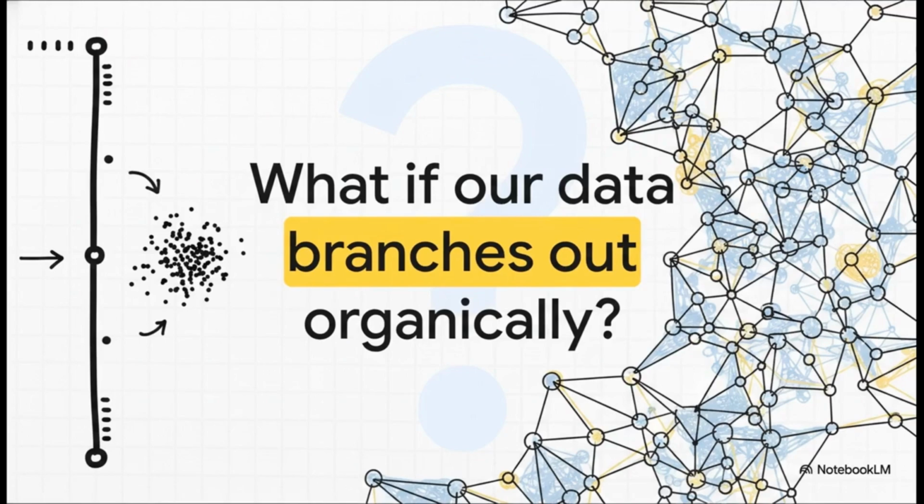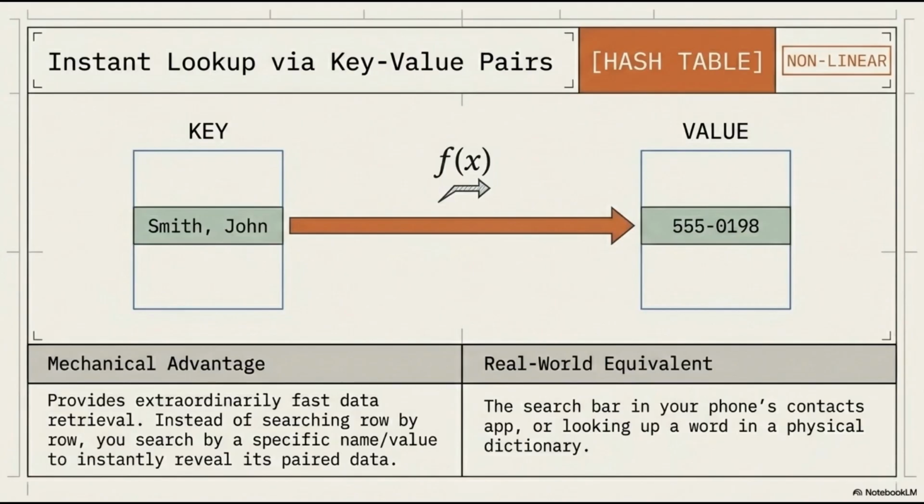So, these linear tools are undeniably powerful, but it begs a really crucial question. How do we organize our data when it stops moving in a straight, predictable line and needs to branch out organically into complex webs? For extraordinarily fast data retrieval, we use the hash table. Operating on key-value pairs, it gives us the mechanical advantage of looking up a word in a dictionary rather than reading the entire book cover to cover. You take a key, like the name John Smith, run it through a function, and instantly reveal its value. It is the backbone of nearly every modern database search out there.